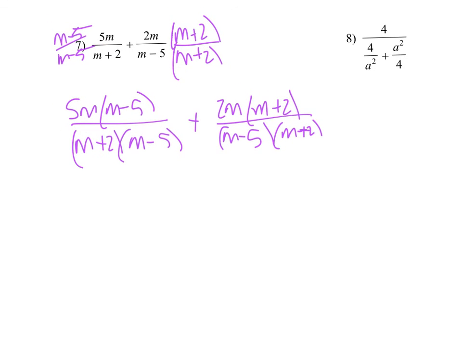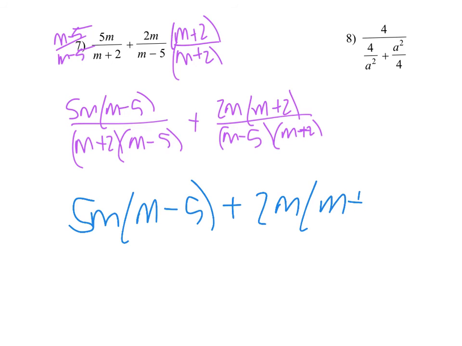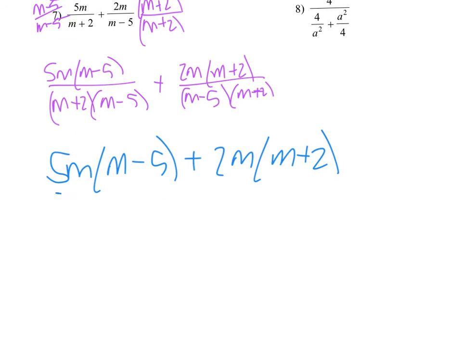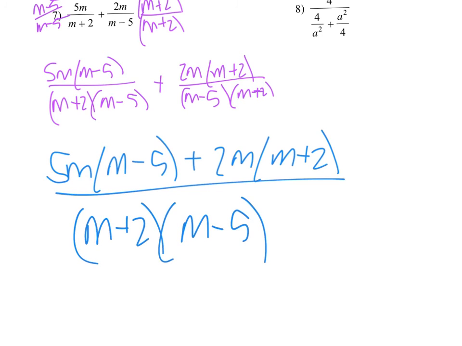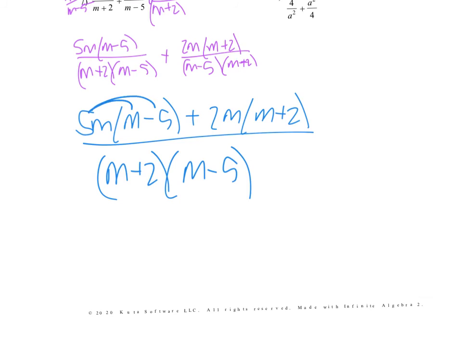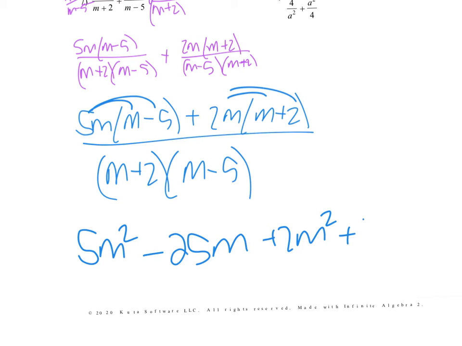So from there, we have the like denominators. You don't actually add the denominators. We add the numerators. So we'll distribute later. We're going to do 5m times m minus 5 plus 2m, m plus 2, all over m plus 2, m minus 5. And then I'm going to distribute here and here, 5m squared minus 25m, and then plus 2m squared plus 4m.